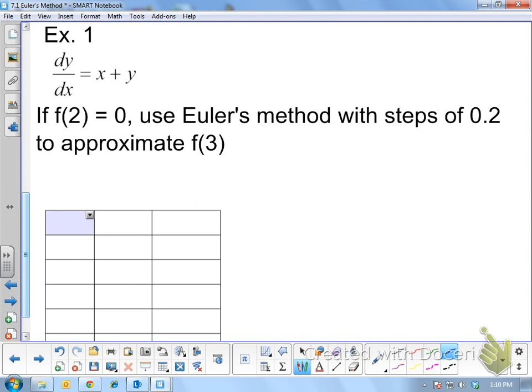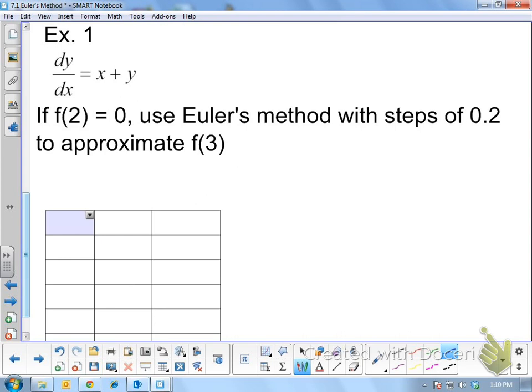So if we have a differential equation, I cannot solve that. I could not find exactly what f of 3 is. I don't have enough information. But I do know f of 2 is 0. So I know for sure f of 2 is 0. But I don't know what f of 3 is, but I can approximate this. And this is how it'll ask a question like this.